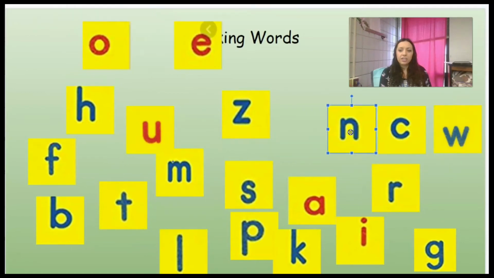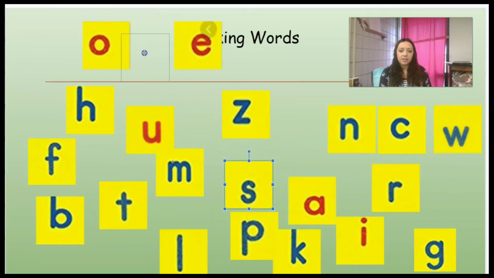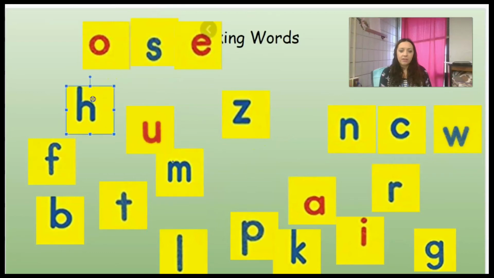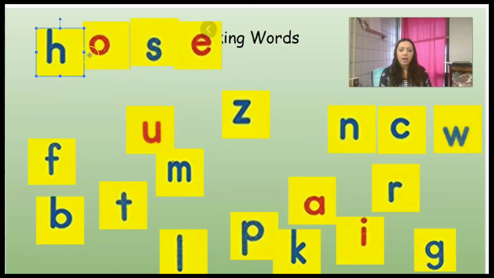All right, let's try another one. I'm going to put a different consonant in between there. You ready? I have an S now. What if I put an H? I've got hose. Very good. Hose.